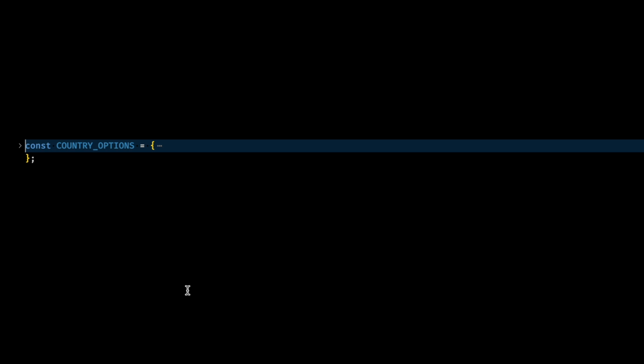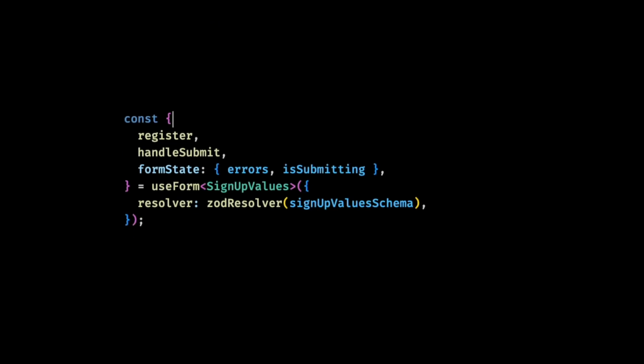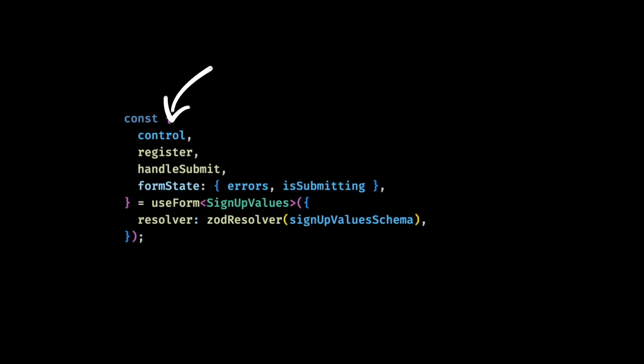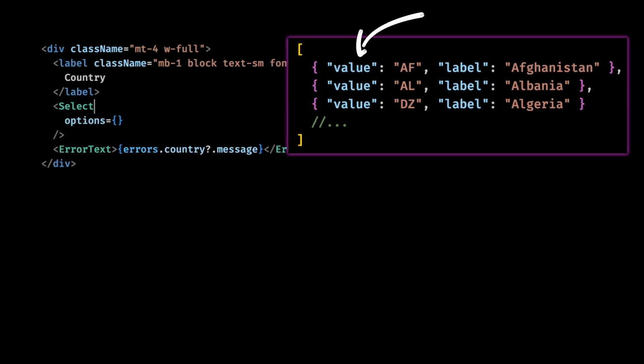Now let's make our select input. First we need to add the country to the schema. Then we will take the control from inside the useForm hook. Now we can add our select input. The options should be a list of objects with a value and a label.